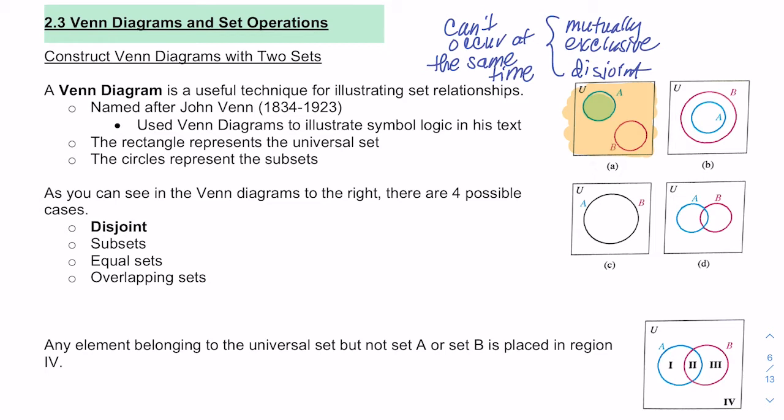In illustration B, that would be an example of a Venn diagram that shows subsets. So A would be a subset of B. In illustration C, we have equal sets. And remember that equal sets are two sets that have the same members or elements. So that's why the two circles are exactly the same. They're identical. It's one big circle. And in illustration D, we've got overlapping sets. And we're going to talk about what this overlap here in the middle represents in just a little bit.